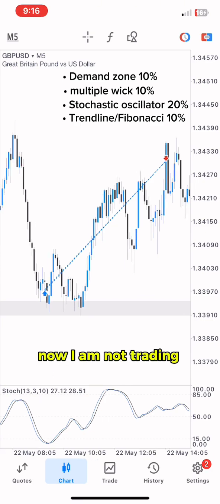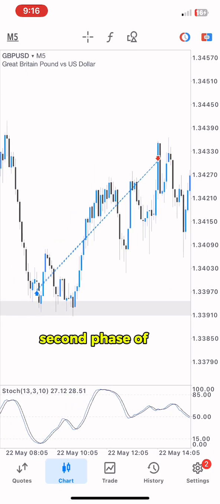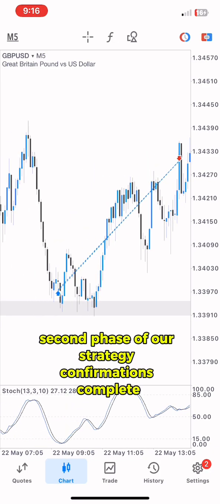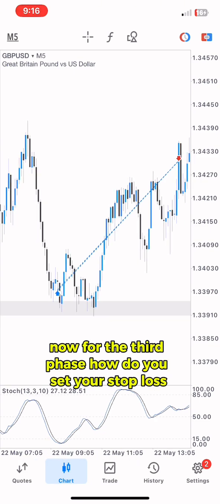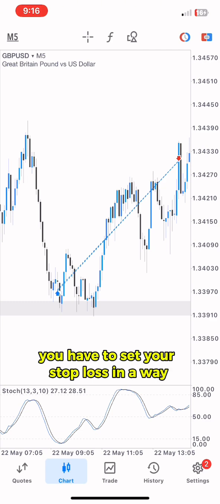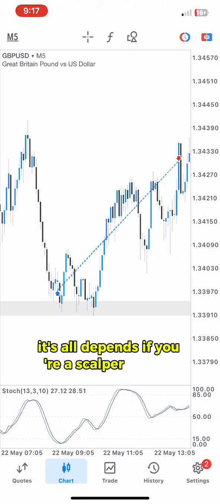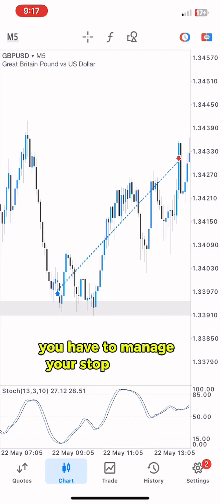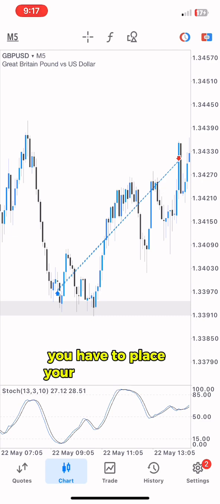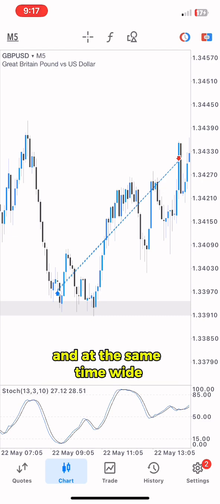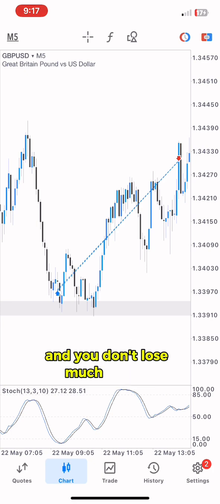Now I am not trading based on chance, I'm trading based on logic. The second phase of our strategy, the confirmations, is complete. Now for the third phase, how do you set your stop loss? You have to set your stop loss in a way you are not risking more than your account. It all depends. If you're a scalper or day trader, you have to manage your stop loss in a way you won't lose all your money in a single trade. You have to place your stop loss tight and at the same time wide, so you don't get stopped out unnecessarily and you don't lose much money.